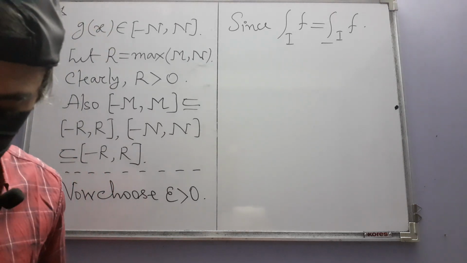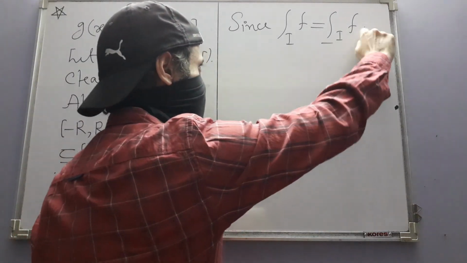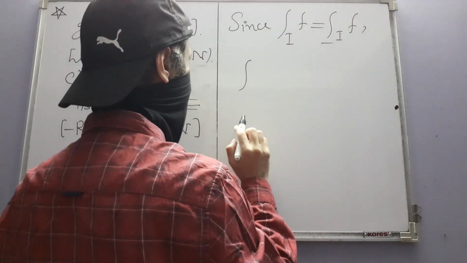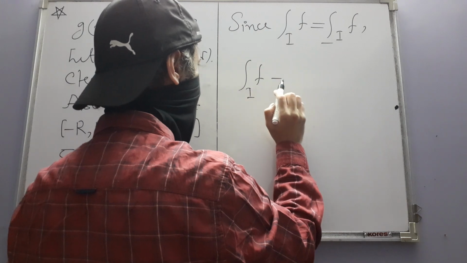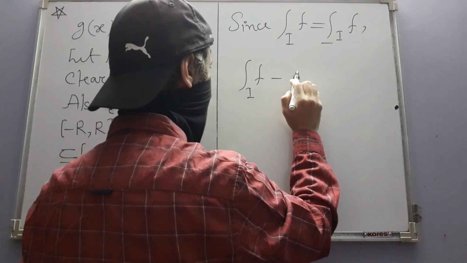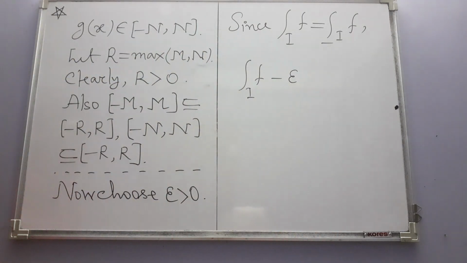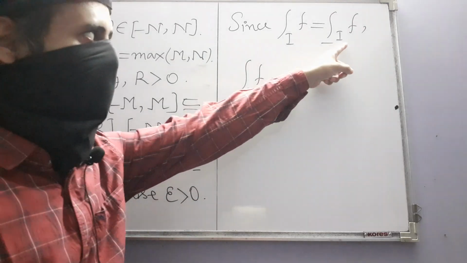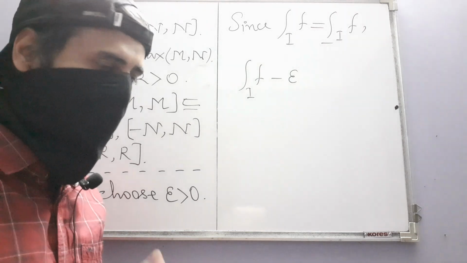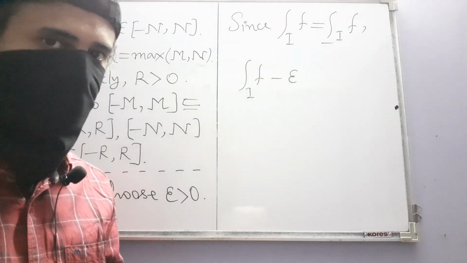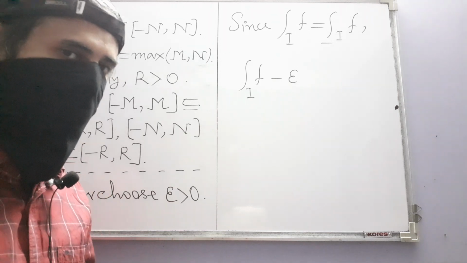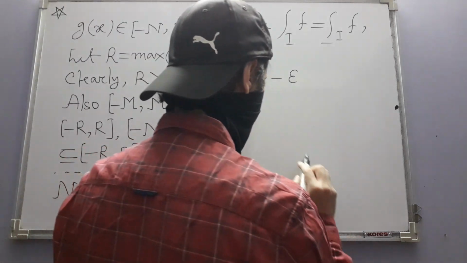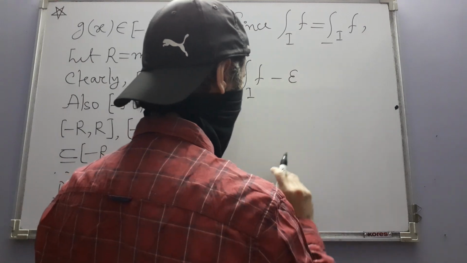Then, what can we say about this quantity? What can we say about this quantity minus epsilon? Think of the lower integral in place of this integral. What is the definition of the lower integral, by the way? Let's go back to the definition. What does lower integral actually mean? How have we defined it? We have defined it through piecewise constant functions.